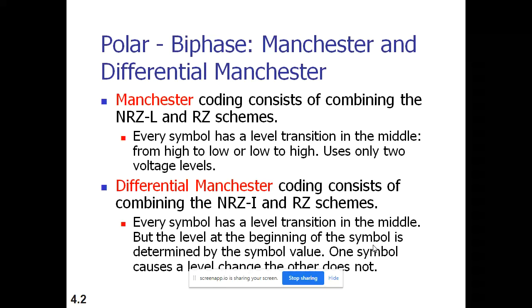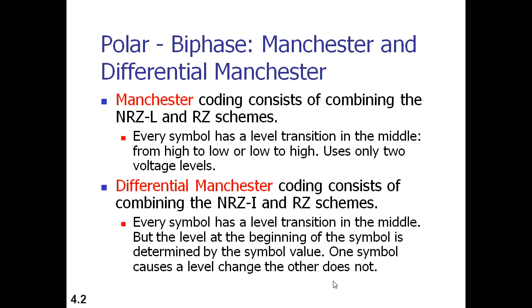And also we will see about the differential Manchester. In this coding, it combines both NRZI and RZ. NRZI means non-return to zero inverted and return to zero schemes. Here, in this differential Manchester, every symbol has a level transition in the middle, but the level at the beginning of the symbol is determined by the symbol value. One symbol causes a level change, the other does not. We will see in the example.